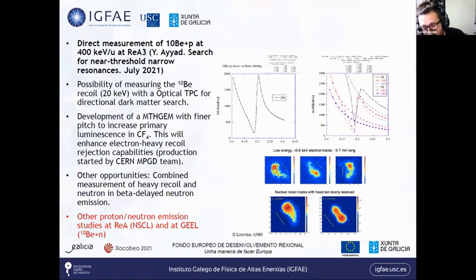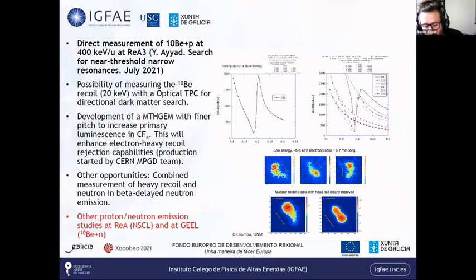The second thing is that we are also developing a new optical TPC for high resolution measurement of the recoils of beryllium-10. This is a more general development, but the idea is to improve the measurement and have a clearer design of the experiment to repeat it somehow, and for the hypothetical case that there's some recoil emitted with a particle that cannot be detected.